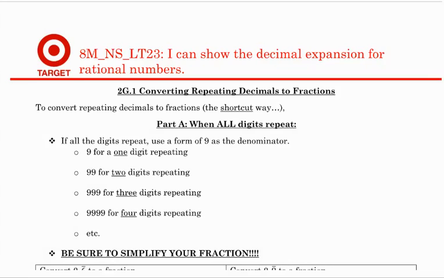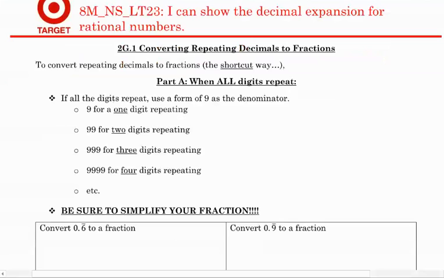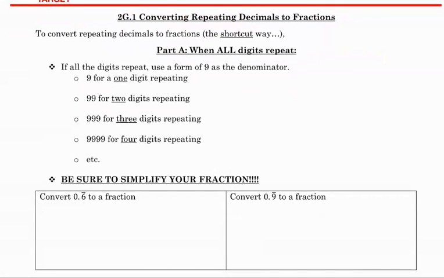Now, this is only the shortcut way. There definitely is a longer process that explains why this works. But for the sake of time, we are going to show the shortcut way. So this is part A. This is when all digits repeat. So if every single digit repeats, the denominator is going to use some form of 9.